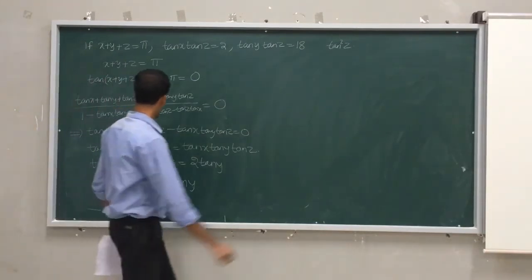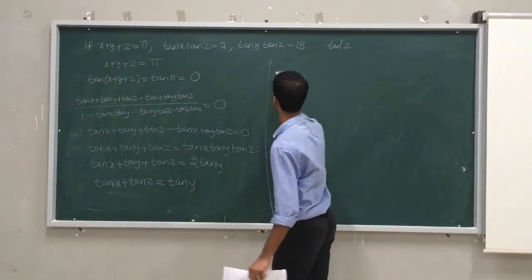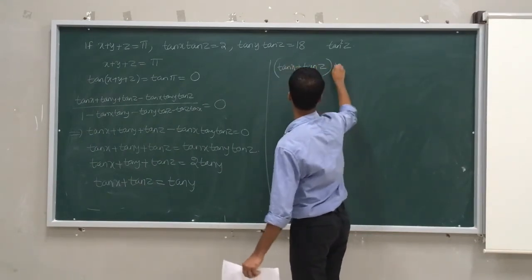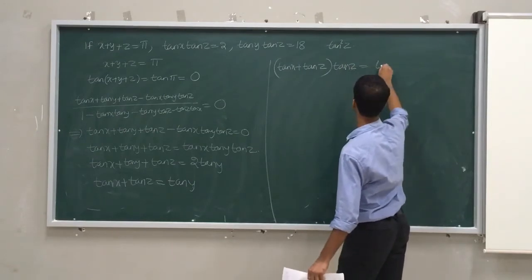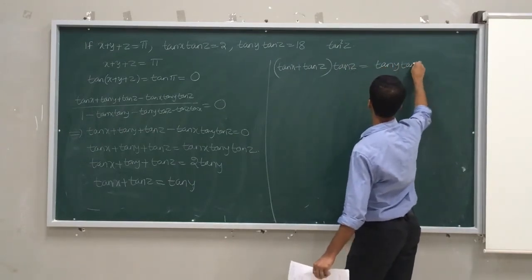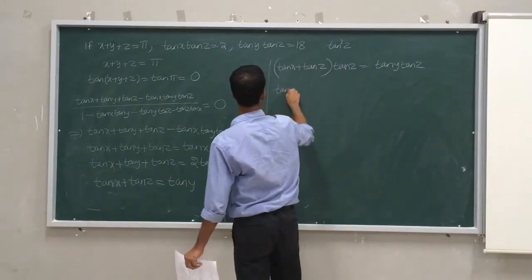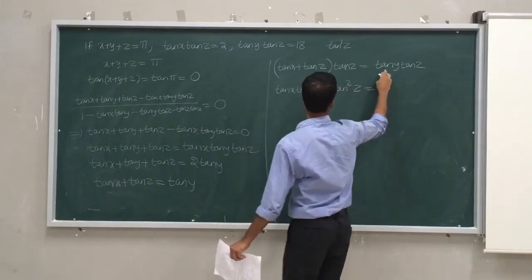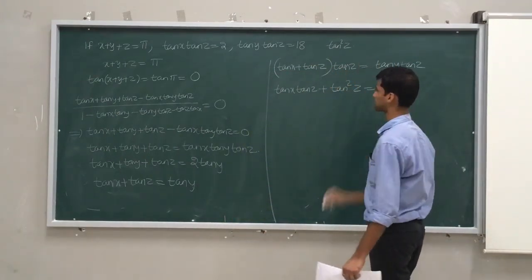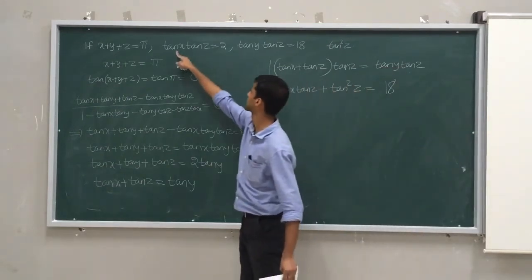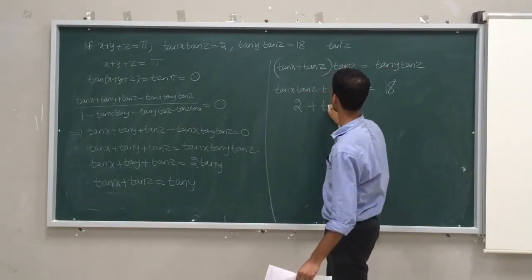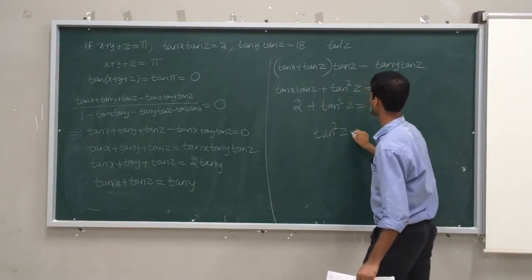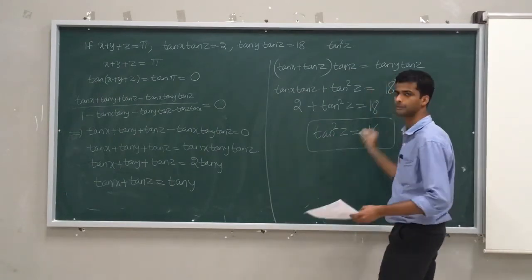I brought this side. Now I will multiply both sides by tan z. Just think why I am doing this. Multiply both sides by tan z. So tan x tan z plus tan square z is equal to tan y tan z, and the answer is 18. Yes. Now what is the tan x tan z answer? Tan x tan z is 2. It becomes 2 plus tan square z is equal to 18. I want to know tan square z, which is 18 minus 2, 16.